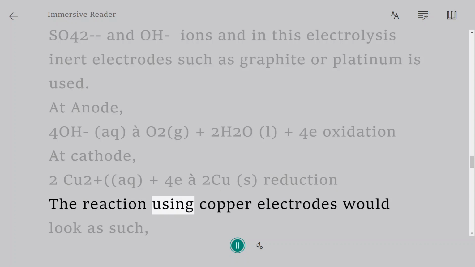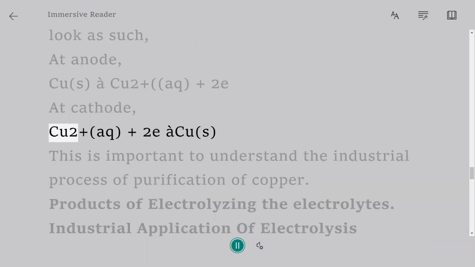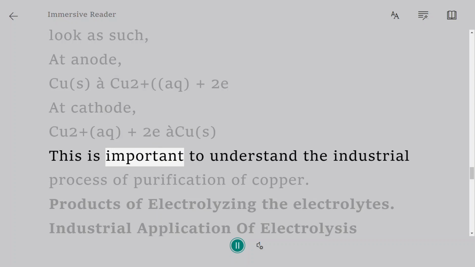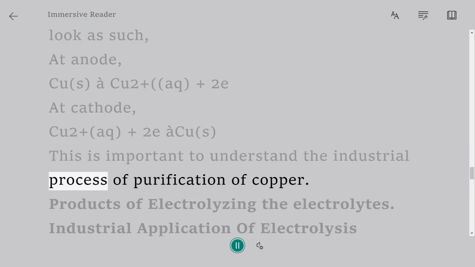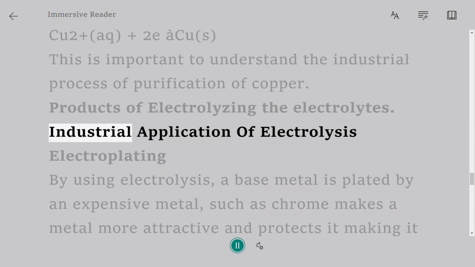The reaction using copper electrodes would look as such. At the anode: Cu(s) → Cu2+(aq) + 2e-. At the cathode: Cu2+(aq) + 2e- → Cu(s). This is important to understand the industrial process of purification of copper. Products of electrolyzing the electrolytes. Industrial application of electrolysis.